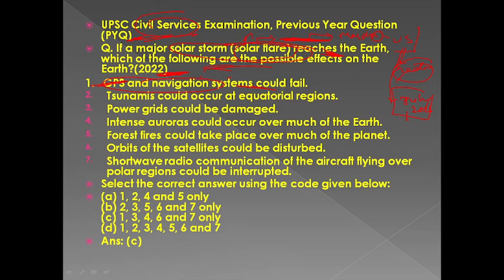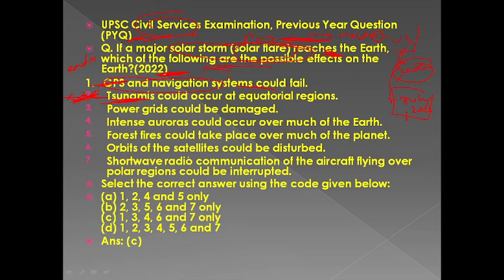Power grids are also used to fail, and tsunamis could occur at the equatorial regions. No, it is completely wrong. How can we say that tsunamis occur? Tsunamis occur due to endogenic forces that are present. Okay, why are they occurring? Due to endogenic forces that are present. There is nothing to do with solar flares and tsunamis. So option 2 is completely wrong.